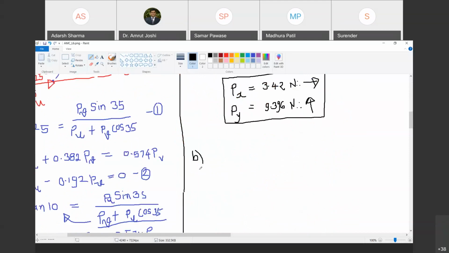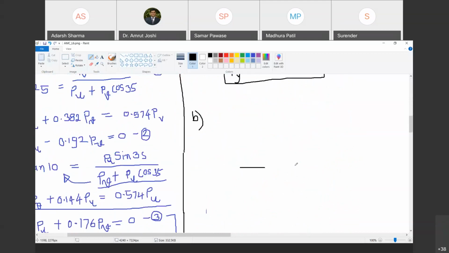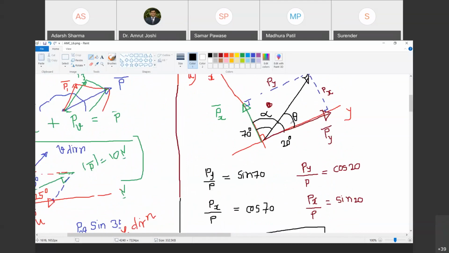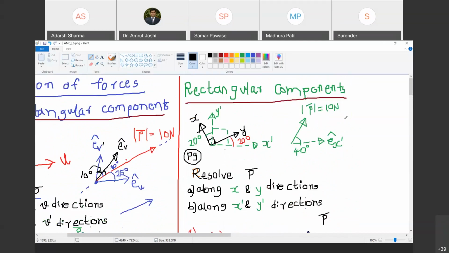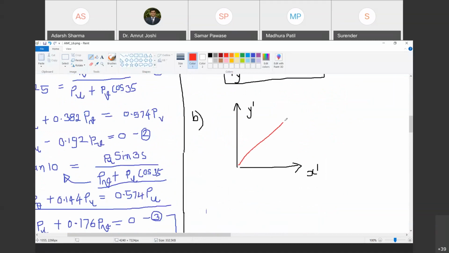Second part in this. Now I have to resolve this P along x dash and y dash. So mujhe kaise draw karna padega? I will draw now x dash. And I will draw this direction y dash. Are you with me? Yes, sir. And P is making an angle of 40 degree with x dash. So P kaise dikhaunga? It is making an angle of 40 degree with x dash. Do you agree with me? Yes, sir. This is P bar.